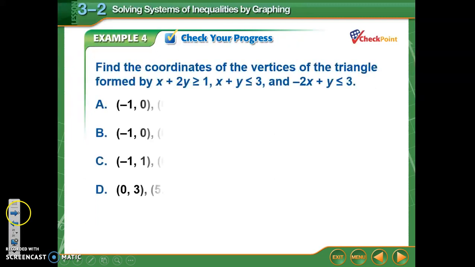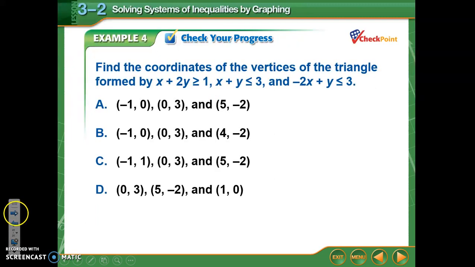Okay. Last example for this PowerPoint, go ahead and try this one. So you should graph those 3 inequalities and get the vertices. And the answer is C. Again, you got a triangle for this one, so you should have 3 vertices: (-1, 1), (0, 3), and (5, -2).